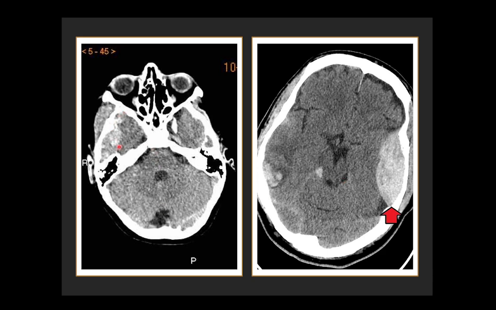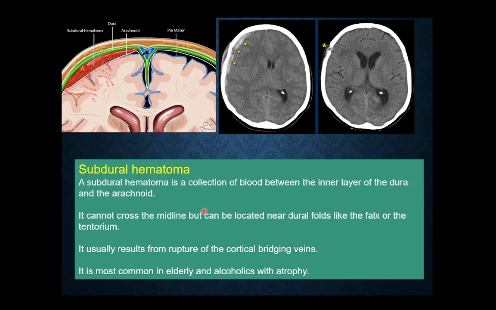Here can be subdural, this one as well. Okay. Now in these images, you can see subdural hematoma has a crescent appearance, a concave appearance. So epidural is convex, subdural is concave. Okay. Now you can see very clearly that this is from the right frontal to parietal region.